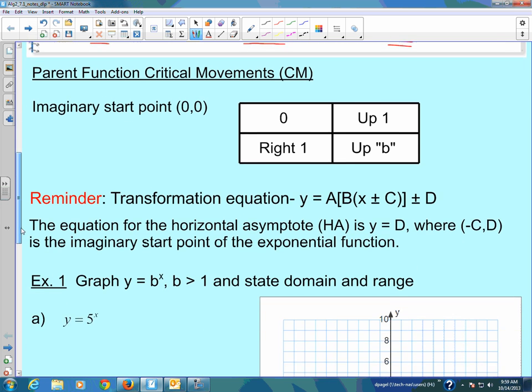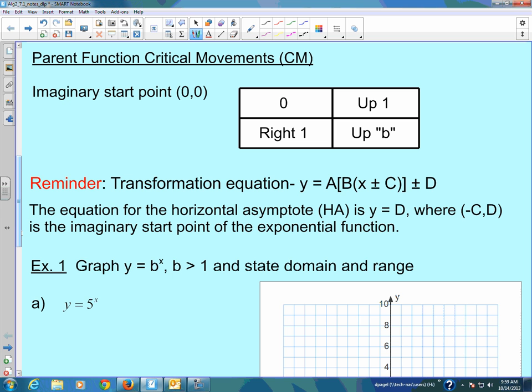All right, here we go. Critical movements for our parent function. Now, these functions, unlike the ones we've seen before, have imaginary start points. And that means that your graph does not go through them. Graph does not go through imaginary start points.